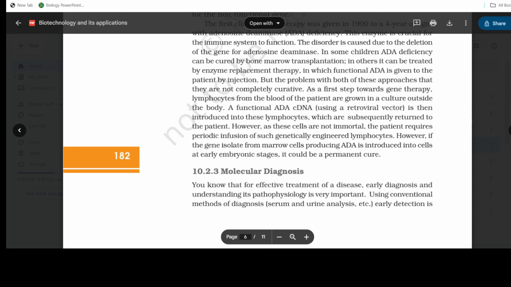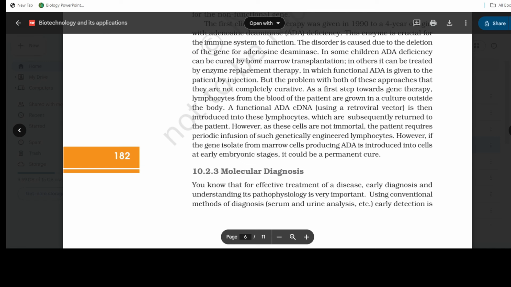And then what is done? The functional ADA complementary DNA, the recombinant DNA with ADA, is prepared using a retroviral vector. Here we are using a retrovirus as the vector. Using this retroviral vector, it is then introduced into the lymphocytes which we have taken out. Then these lymphocytes, cultured with the retroviral vector carrying the complementary ADA DNA, are returned to the patient. So now the patient's body has lymphocytes with the ADA gene.